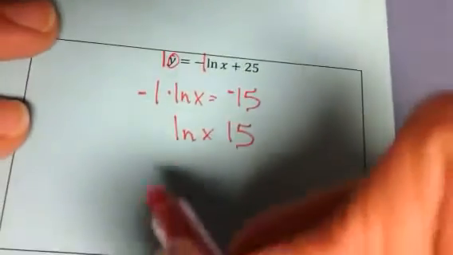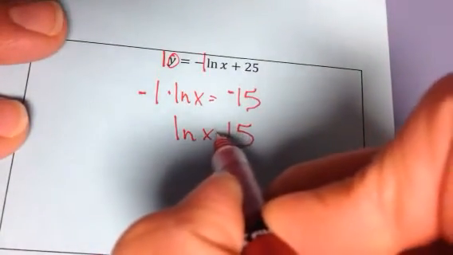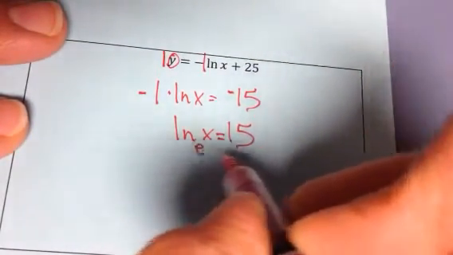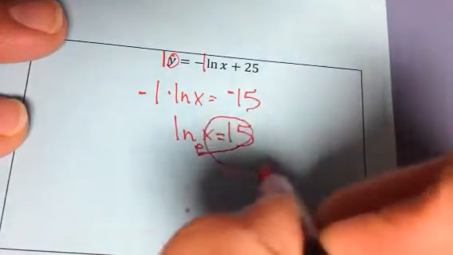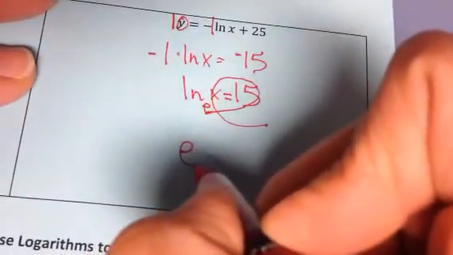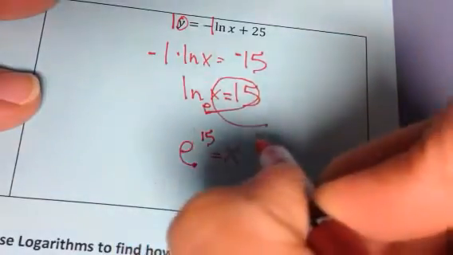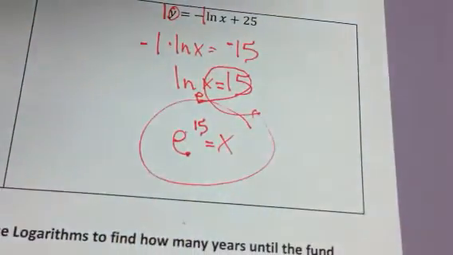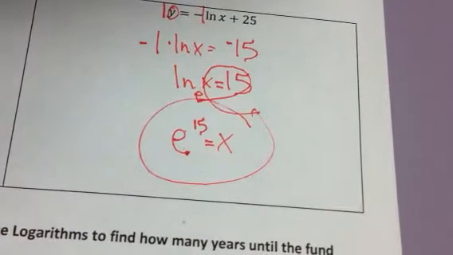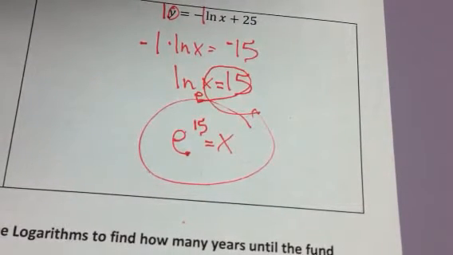And now I'm going to make my e. So there's the base. So e to the 15th power equals x. So whatever e to the 15th power is, that's x. And I'm not going to type that one because I just think that's going to be a slightly bigger number than we're used to, but e to the 15th power. Okay?